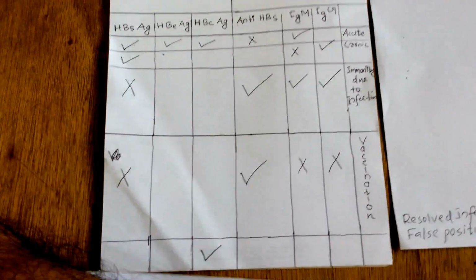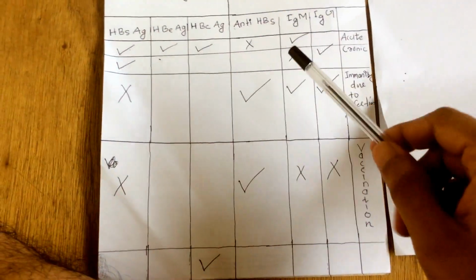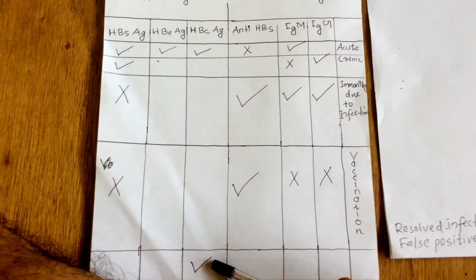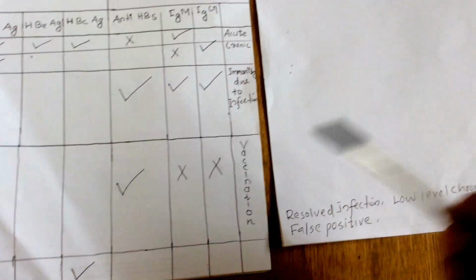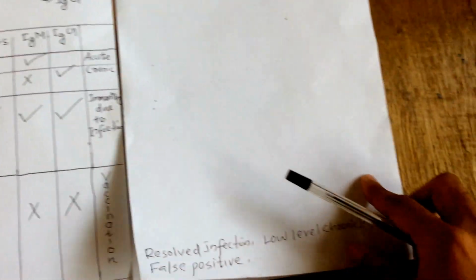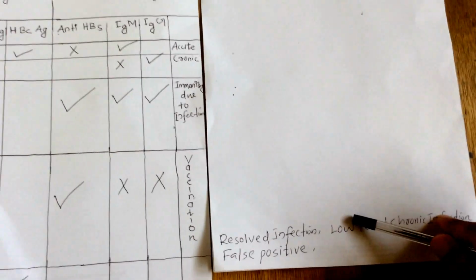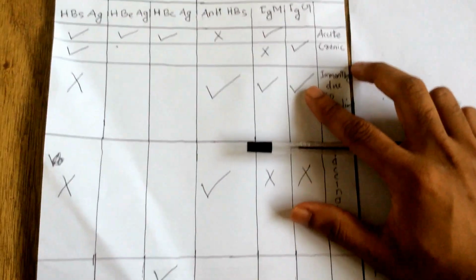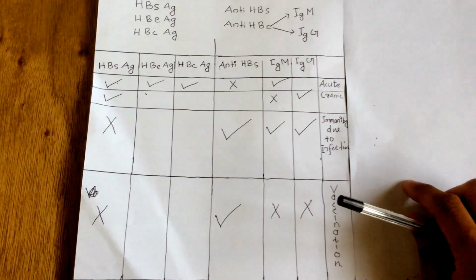Next case we can go through. Next case there is only HBsAg antigen present. It means this is a resolved infection or low level chronic infection or false positive. So on the basis of these findings we can interpret hepatitis.